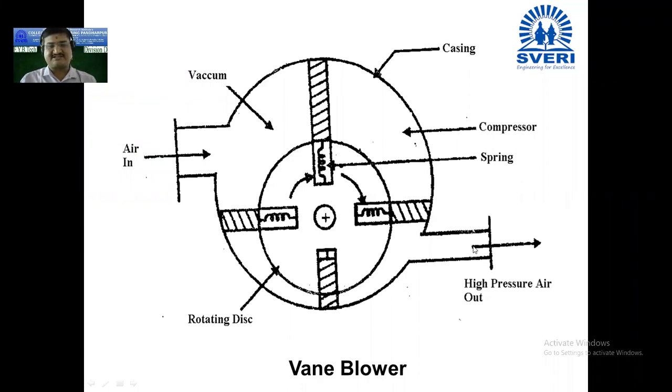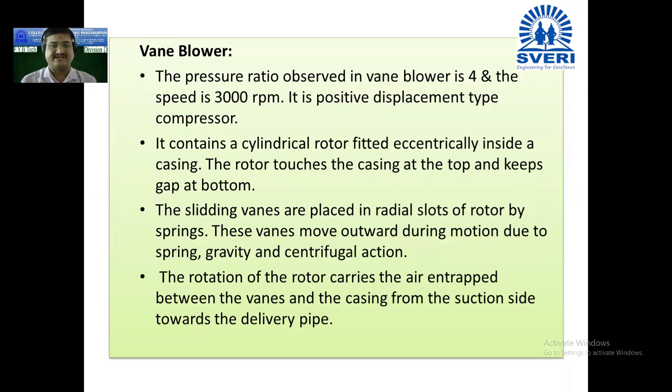So all this construction and working is explained in this slide in 4 important points. The pressure ratio of the vane blower is 4, and the speed is 3000 RPM. It means the rotating disc is moving with 3000 revolutions per minute. You can imagine with such high speed the vanes are rotating inside. That's why very easily and very fast, highly compressed air we can get at one end. We can imagine how fast the vanes of a disc rotating at 3000 RPM are moving, and the air pressurized by that fast rotation is obtained continuously and in ample amount, highly compressed air at the delivery end.